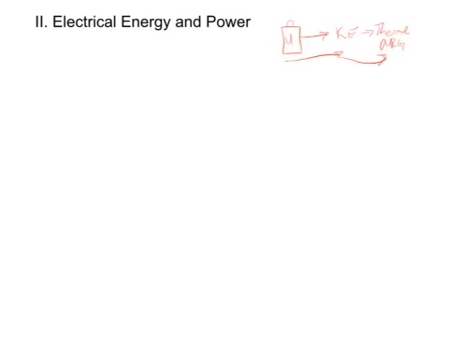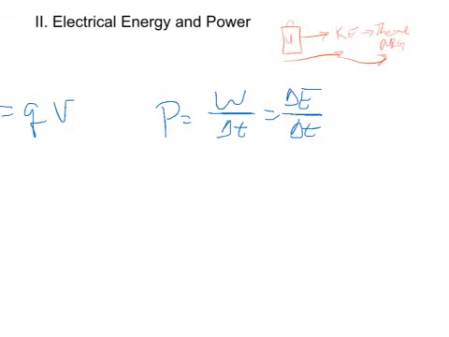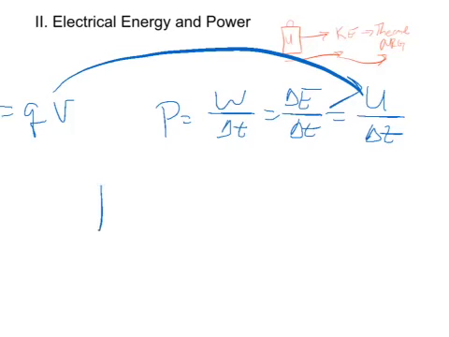Now, we know that the potential energy is QV. We know that the rate at which the potential energy is provided is power. Okay, power is work over time, work being the change in energy over time. Then what this tells us is that our power is equal to the change in our electric potential energy over time. So we take this and we can put that there, and we end up with our power is equal to QV over T.